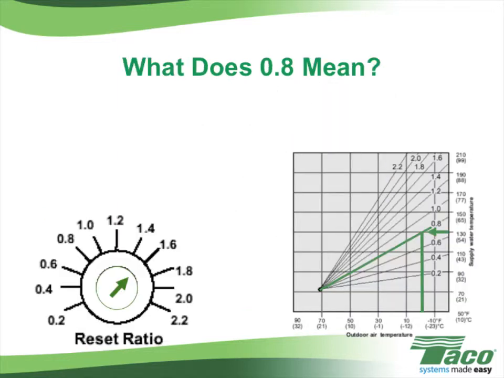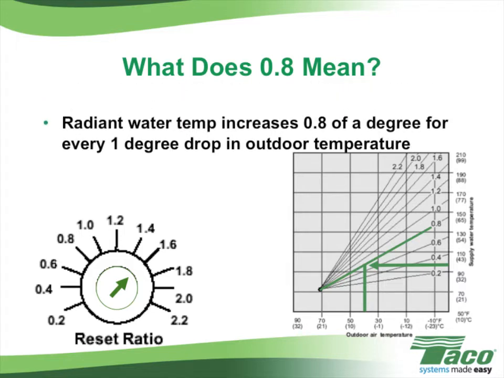So we know what the reset ratio is, 0.8, but what does it actually mean? Well, by setting the reset ratio to 0.8, the control will know to follow the line in the chart represented by 0.8. When the outdoor temperature changes, the radiant supply water temperature will change as well, moving right across that line. In essence, what 0.8 means is that the radiant water temperature will increase 0.8 of a degree for every 1 degree drop in outdoor temperature.